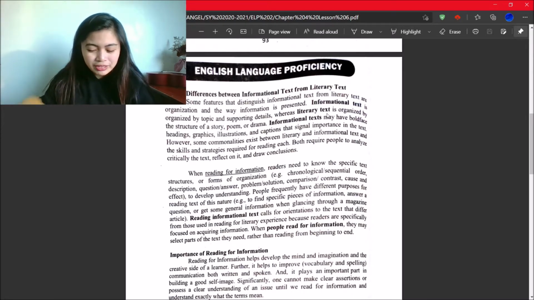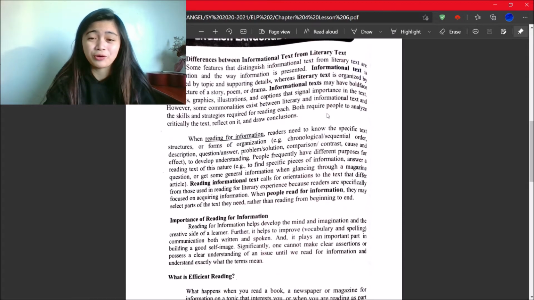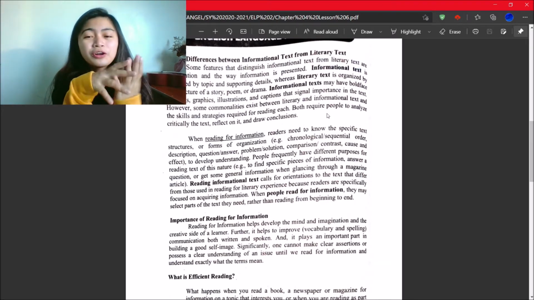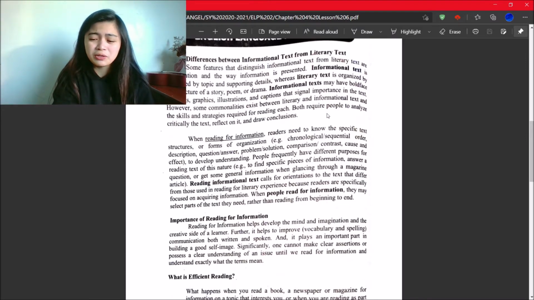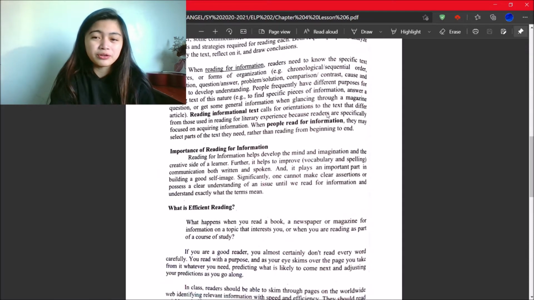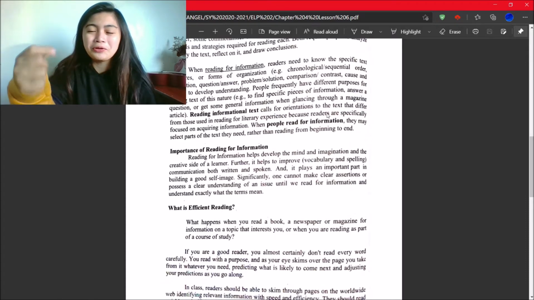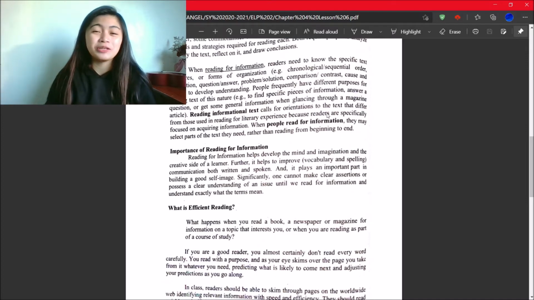So, yeah, when reading for information, readers need to know the specific text, structure, or forms of organization. So that is on chronological, sequential order, description, question and answer, and so on and so forth. So reading informational text calls for orientations to the text that differ from those used in reading for literary experience, because readers are specifically focused on acquiring information. So when people read for information, they may select parts of the text they need rather than reading from beginning to an end. Because when you read for information, you are finding answers.